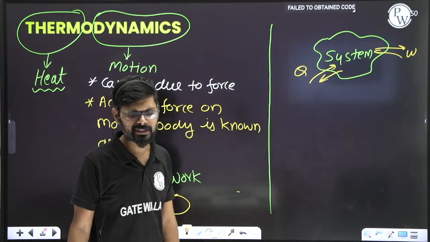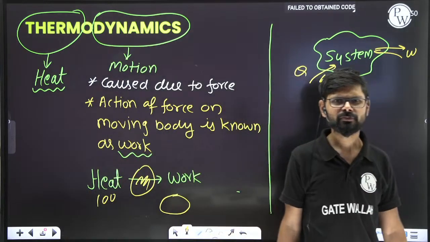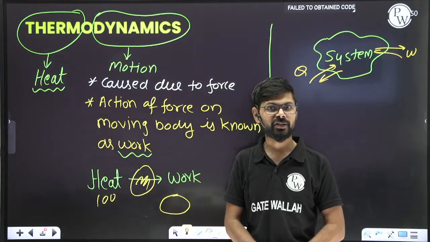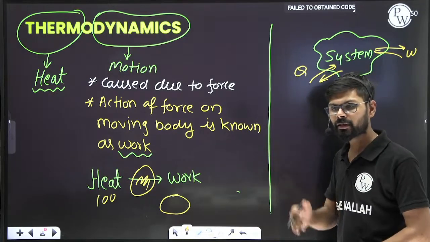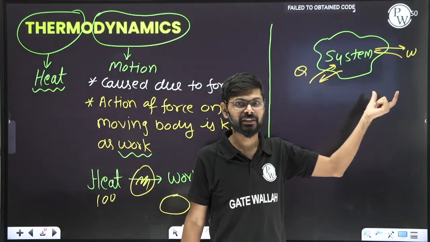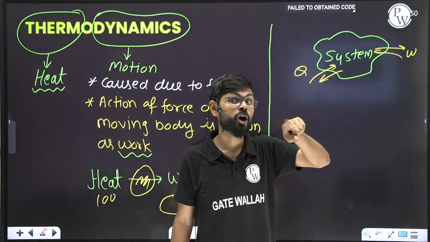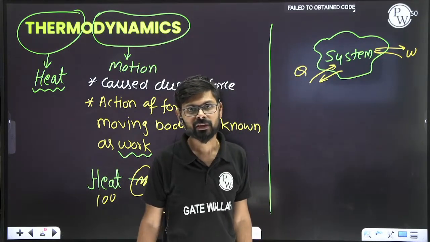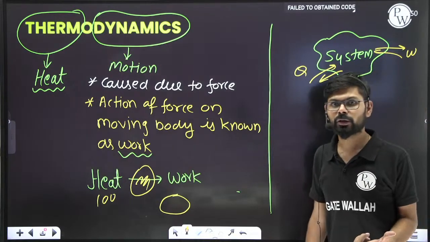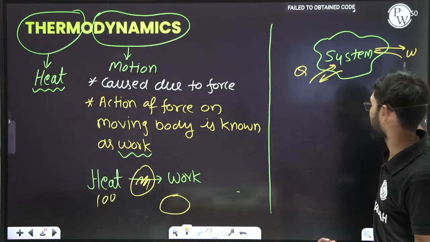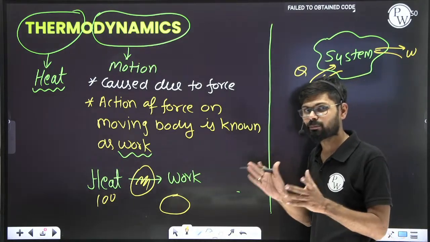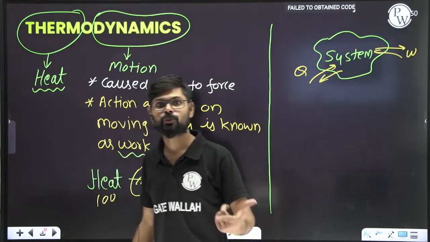So basically we can say that thermodynamics is the branch of science that deals with the heat and work interaction and its effect on the properties of the system. Again, I am repeating: thermodynamics is the branch of science that deals with heat and work interaction and its effect on the properties of the system. Here a few words are very important. The first is heat and work. The second is thermodynamic system and change in properties.